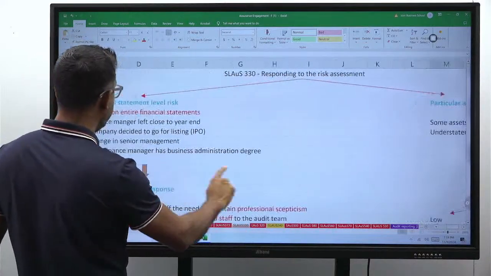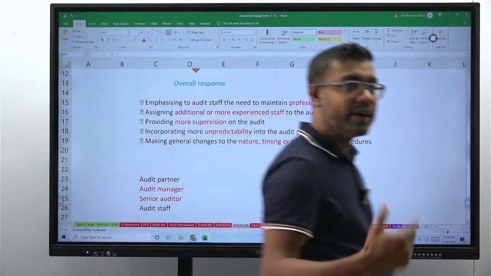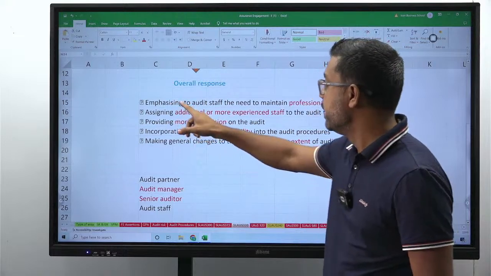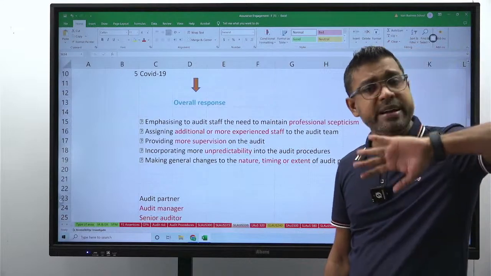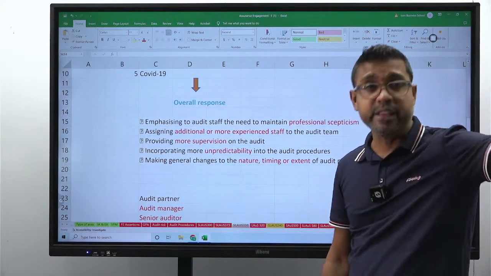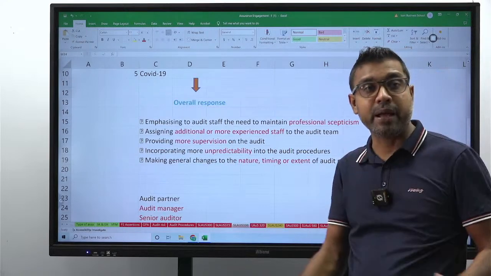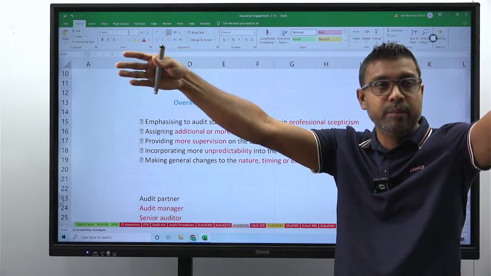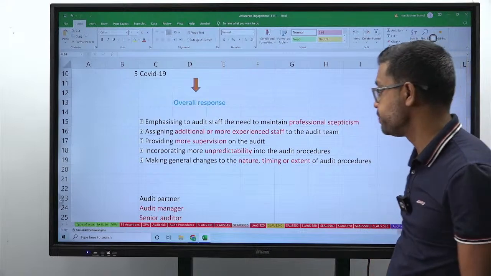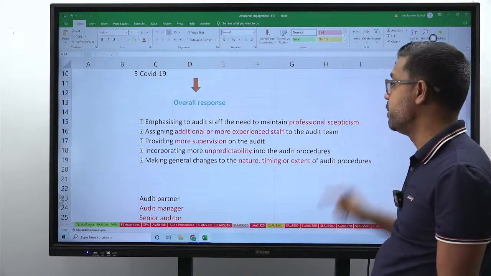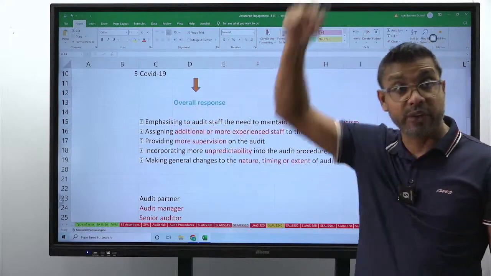If it is financial statement level risk, the response is an overall response. What is an overall response? It is very simple. Emphasize to the audit team the need to maintain professional skepticism. Why? The finance manager has left the organization, senior management has changed, the finance manager lacks competence, and the company is a private limited company today, but tomorrow they are going to list on the Colombo Stock Exchange. Therefore, professional skepticism is really important.